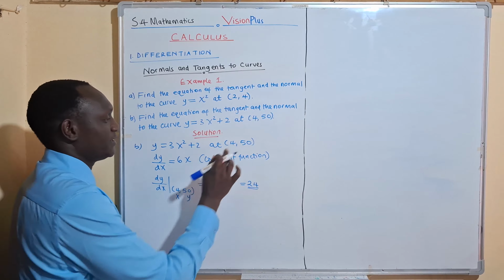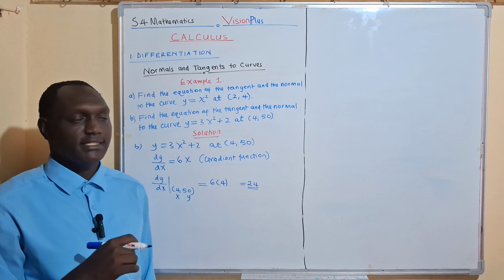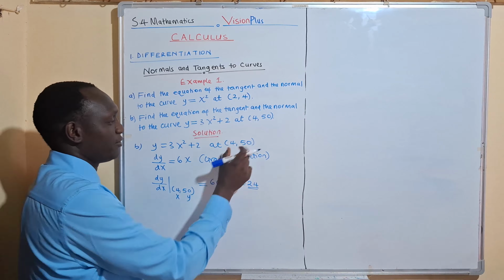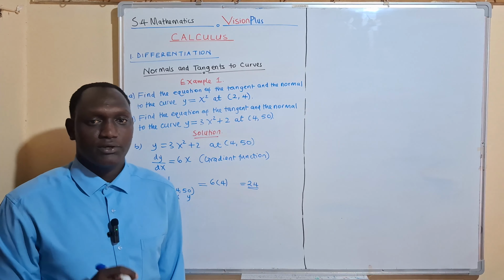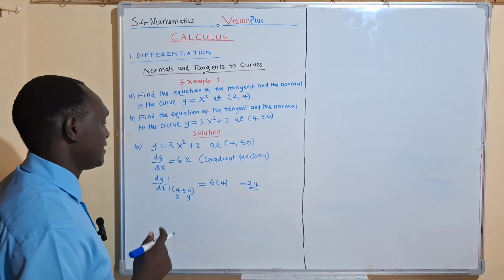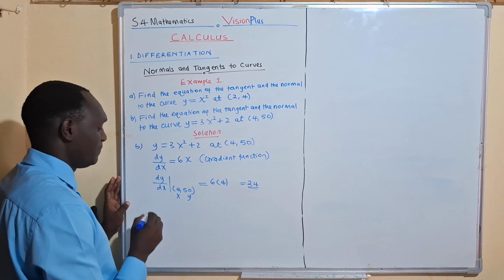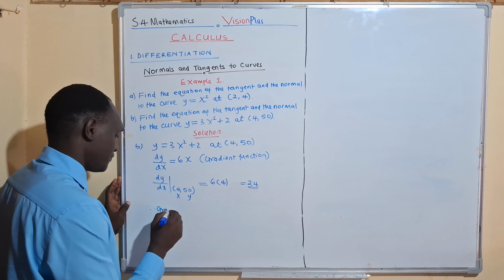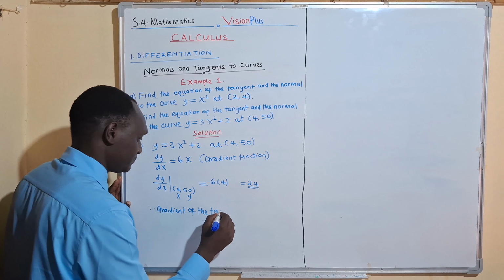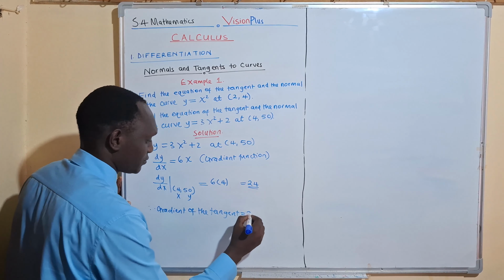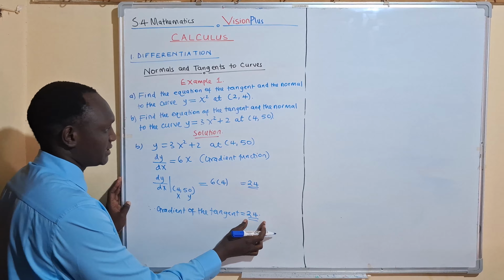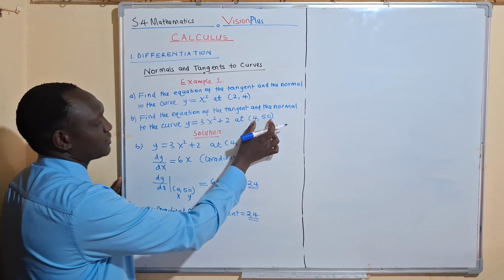This point (4, 50) is the point of tangency. That is the point where the tangent meets this curve. So this is the point of tangency. At the point of tangency, the gradient of the curve is the same as the gradient of the tangent. This means that 24 is also the gradient of the tangent. Therefore, the gradient of the tangent equals 24.